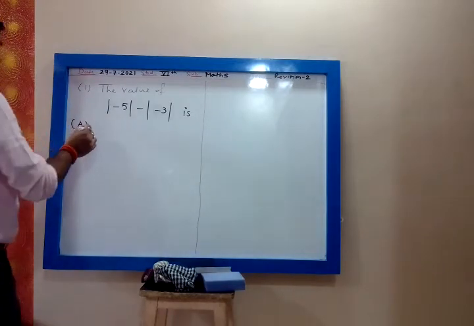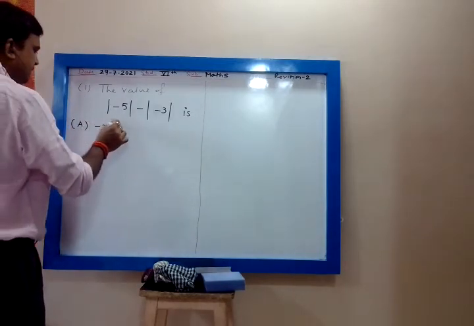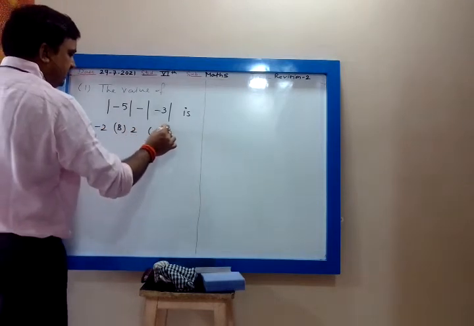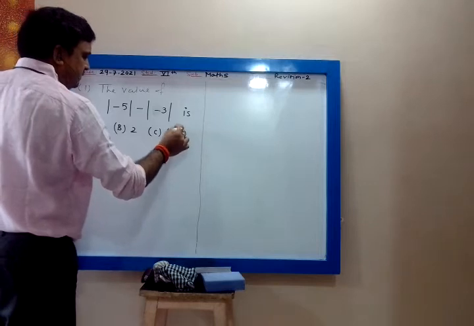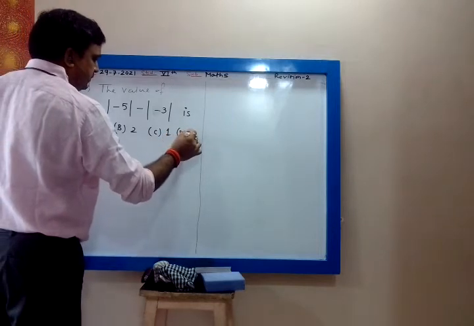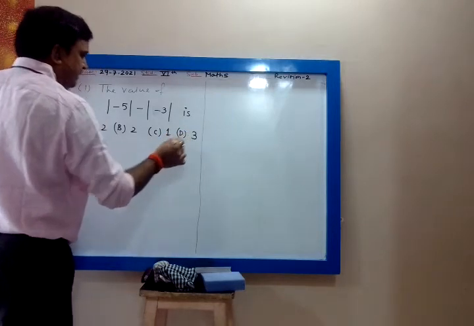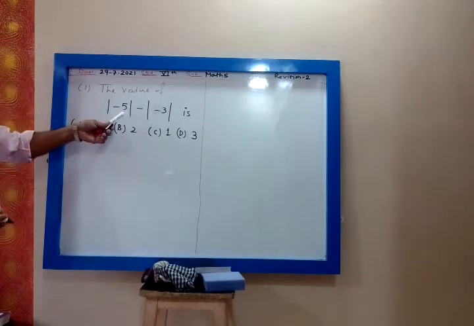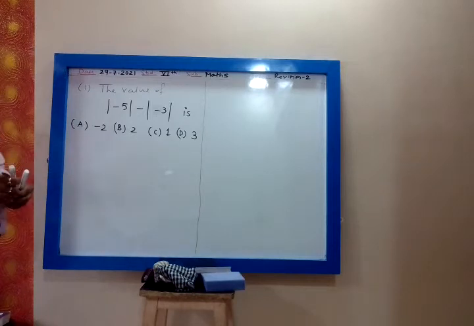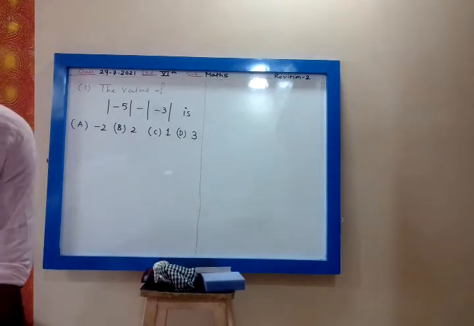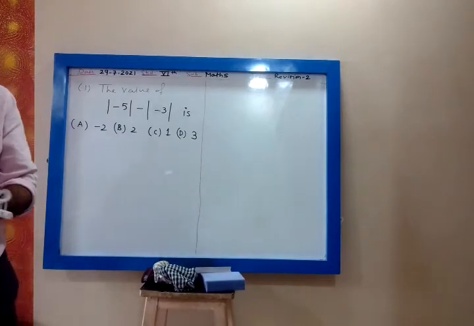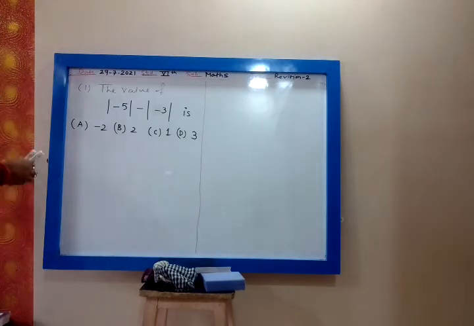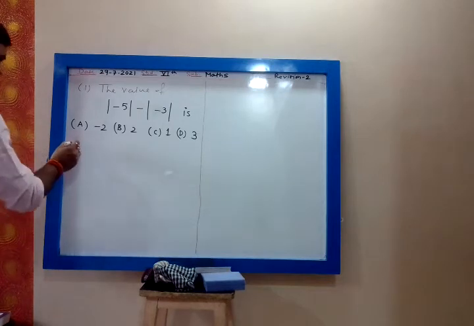Okay. A is -2, B is 2, C is 1, and D is 3. The value of mod of -5 minus mod of -3 is B, which is 2. Okay. No, you don't have to tell me the answer, my dear. You have to keep on solving.